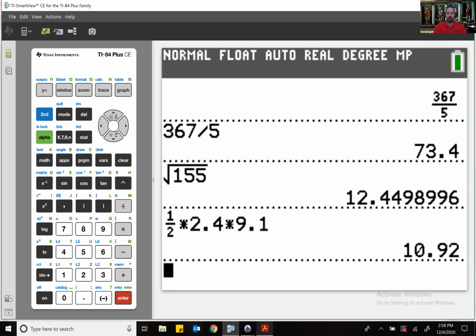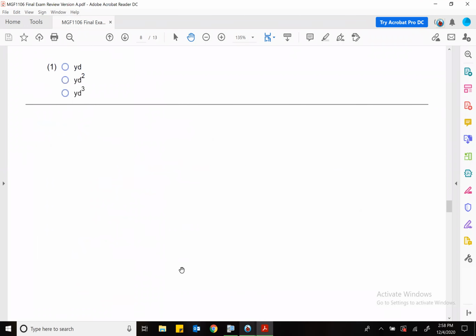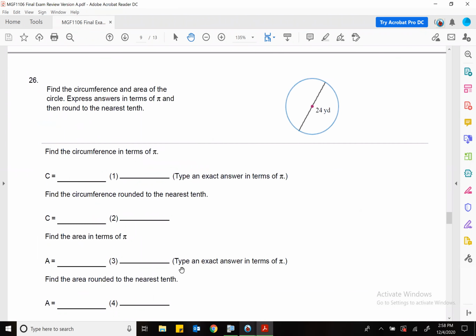Okay. Moving on to the next one. Any questions so far? You guys are doing great. Our favorite ones, where they want exact answers and ones where they want answers in terms of pi. So we've got this circle, with this line that goes through the middle of the circle, and they tell us that that line is 24 yards. Real quick, since we're looking for circumference, what would the label be for circumference?